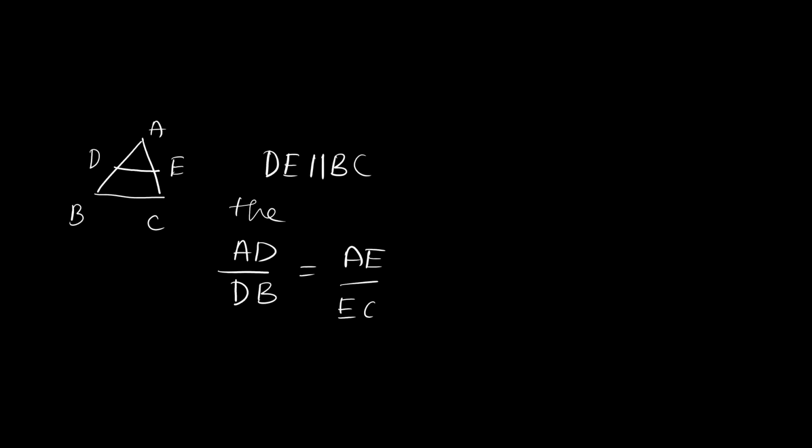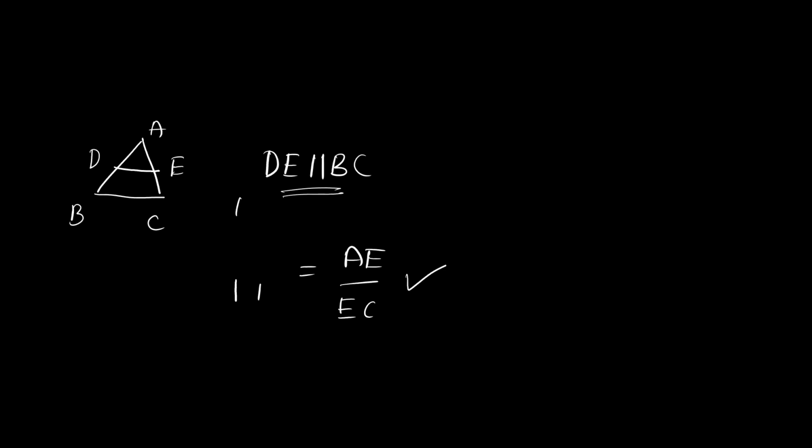So now the converse of BPT theorem is, if there is a line intersecting any two sides of the triangle such that it divides the two sides in the same ratio, then the line will be parallel to the third side. So we already have this. Now we need to prove this. That is, DE is parallel to BC. That is what we are going to prove in converse of BPT theorem. That is converse of Thales theorem.